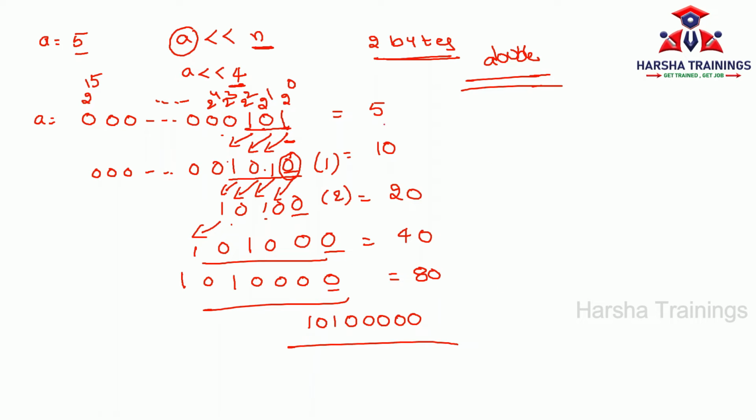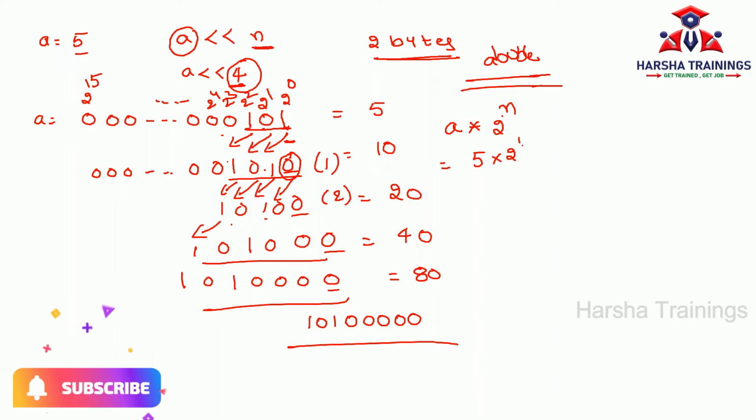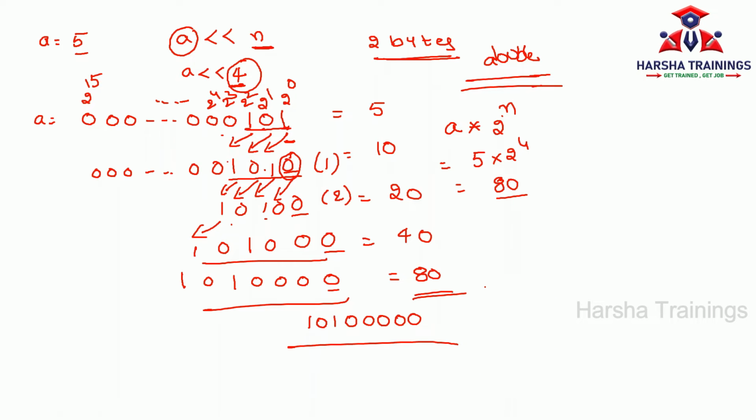Instead of calculating all this, simply we have a formula: a into 2 power n. For example, a value is equal to 5. If you want to perform left shift by 4 times, so 2 power 4. What is 2 power 4? 16. 16 into 5 is 80. We got the answer, right? This is the simple notation. So why multiply with 2 power n? Each and every time we are moving it to the left side. That is the reason we multiply with 2 power n. Remember.